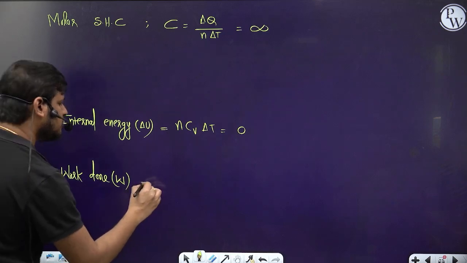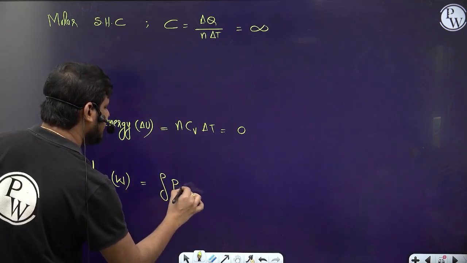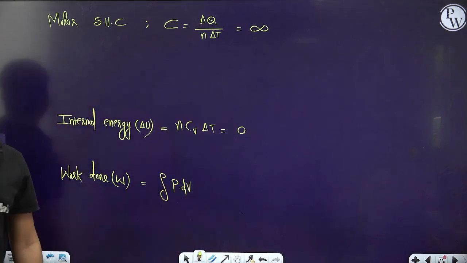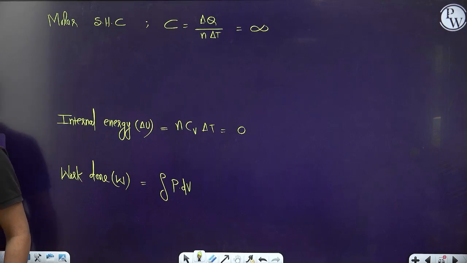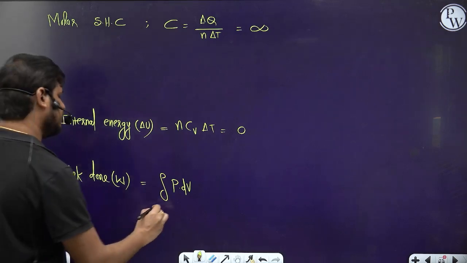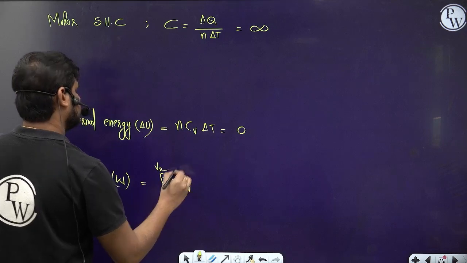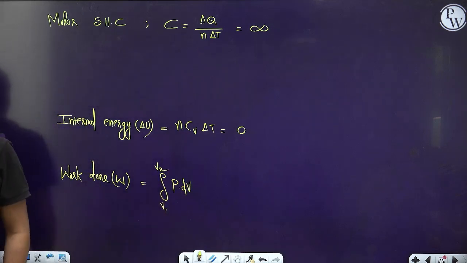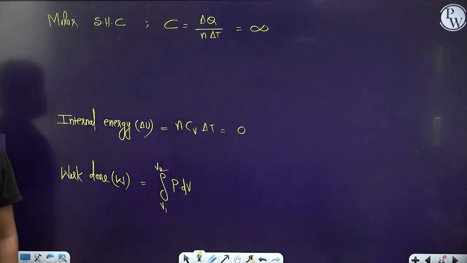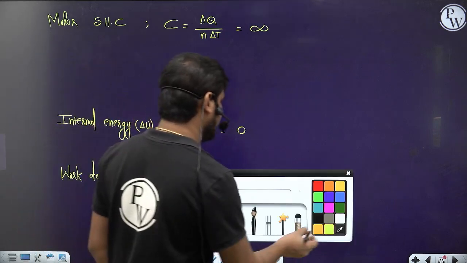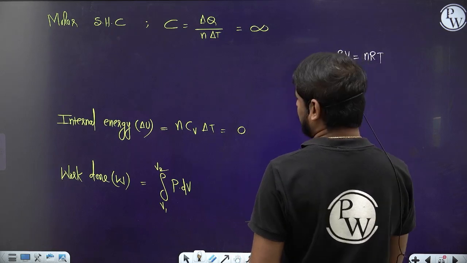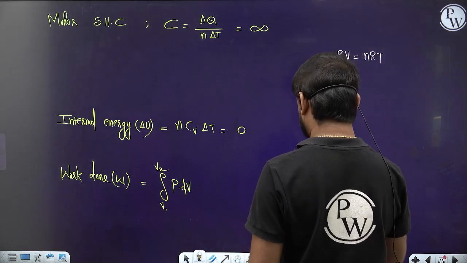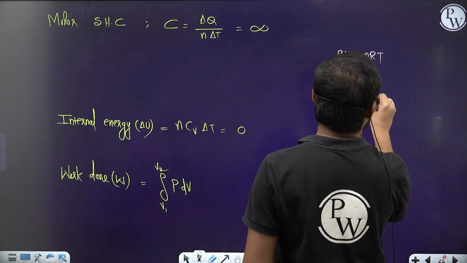So then what about the work done? The work done, actual formula, is the integral of P dV. Let's write it from V1 to V2. Differentiate it. How can you write it? In place of P, let's use the ideal gas formula. PV is equal to nRT, right? The derivation I am not going into. But simply you can write P is equal to nRT by V.